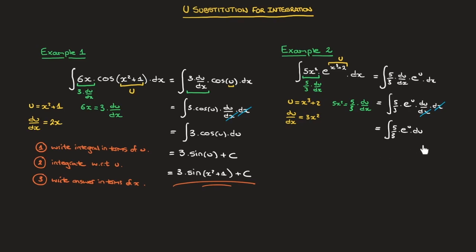Now that we've rewritten our integral in terms of the new variable u, we move on to step 2, in which we integrate with respect to u. And in doing so, we quickly find that's equal to 5/3 of e of u plus some constant of integration, c. And now that we've integrated, we move on to the third and final step, in which we write our answer in terms of x. And for that, we replace u by x cubed plus 2. And so that would be 5/3 times e of x cubed plus 2 plus some constant of integration, c. And that's the final answer.